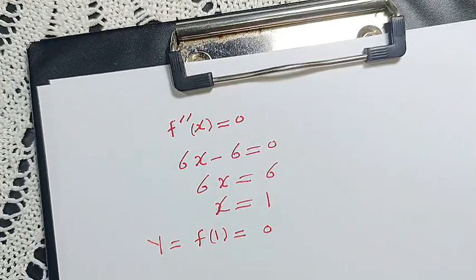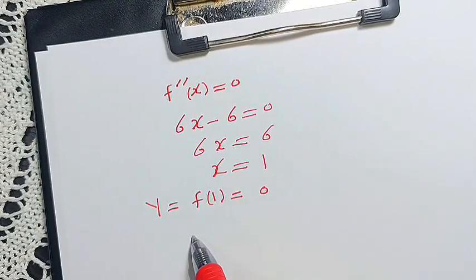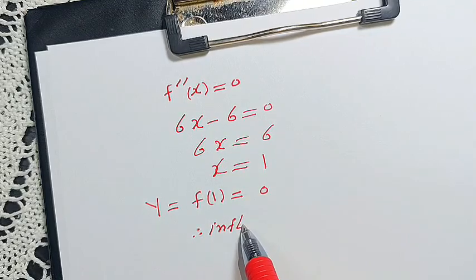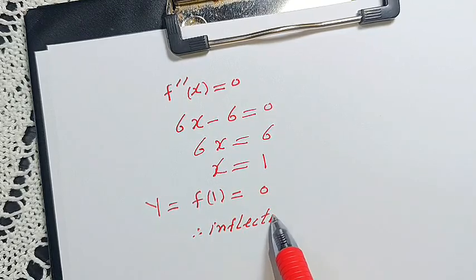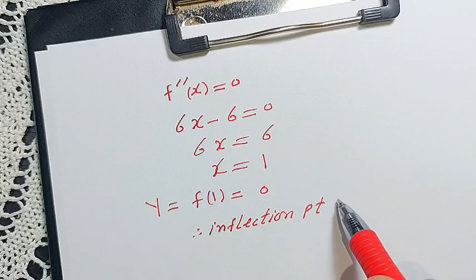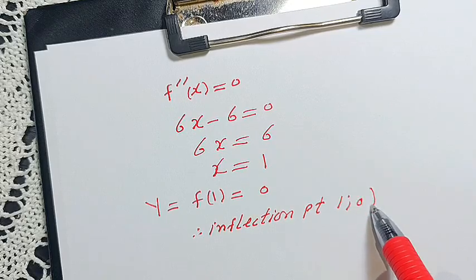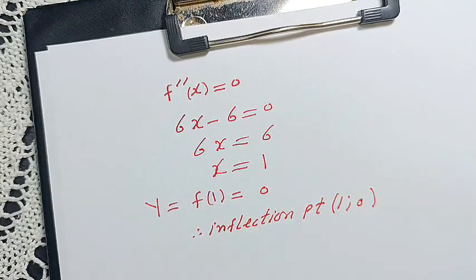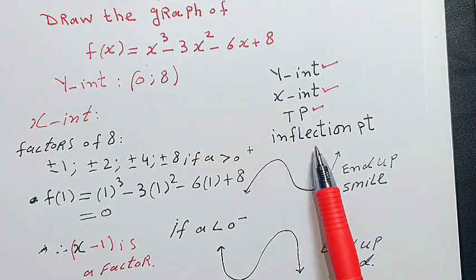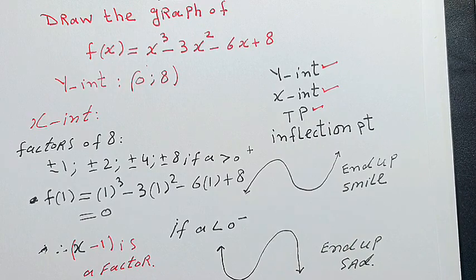So the inflection point will be x value 1, y value 0. There we go. So therefore we have the y-intercept, x-intercept, turning points, and inflection point. Now I can sketch the graph.